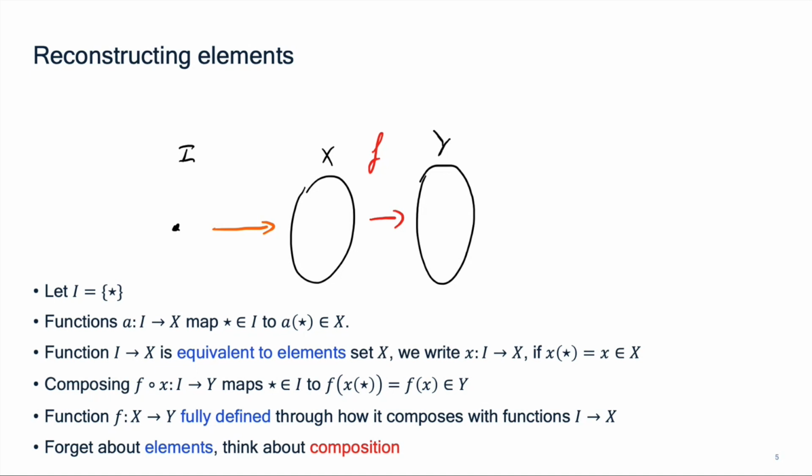So in other words, the function f is fully defined by how it composes with different kinds of functions from I to x. So we don't need to talk about the elements of x. We just talk about how f composes with other things, and that tells us everything we need to know about the function f. So that is the idea here that we're going to apply. We're not going to look inside of the boxes. We just think about compositional structure.